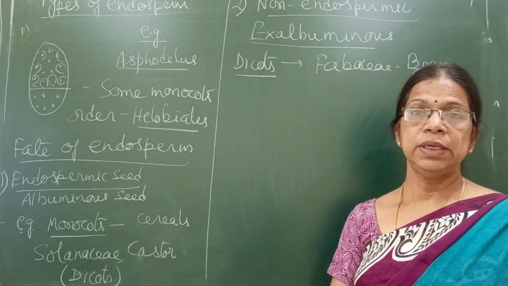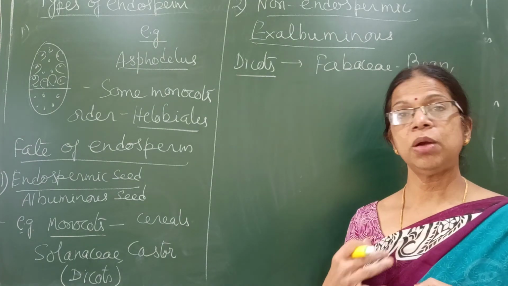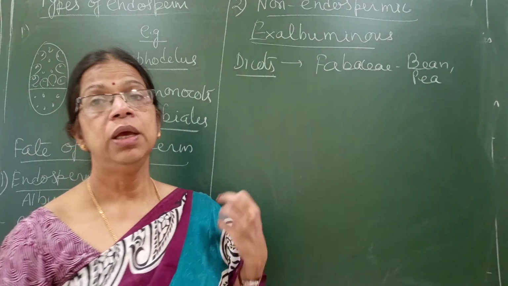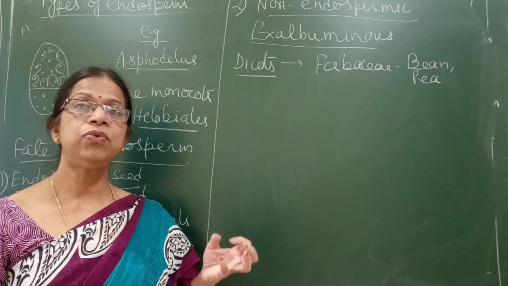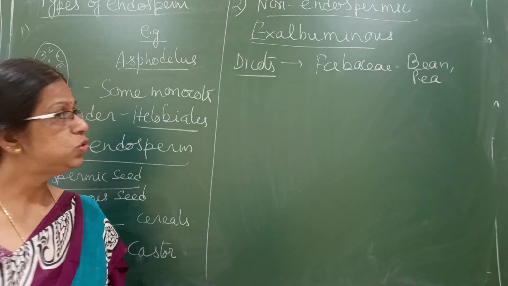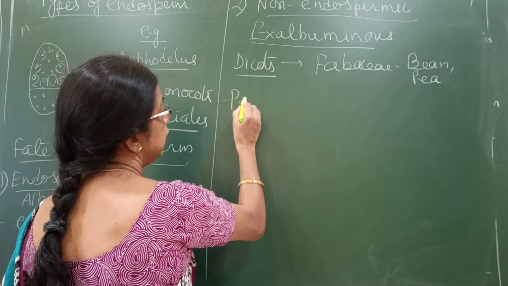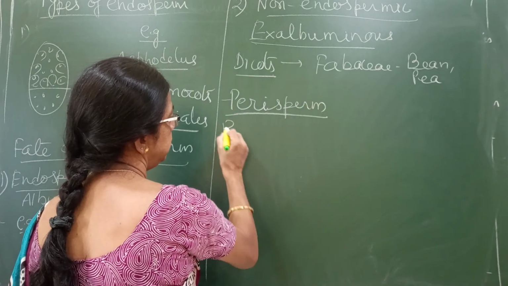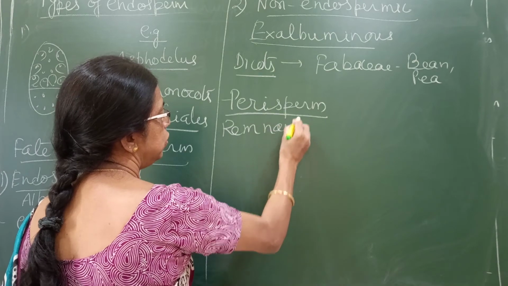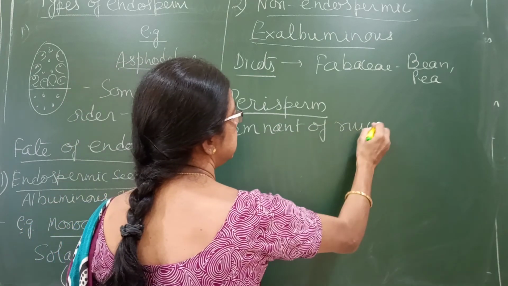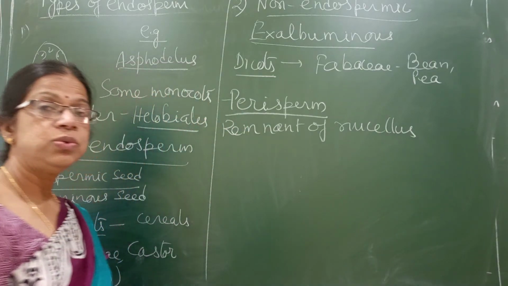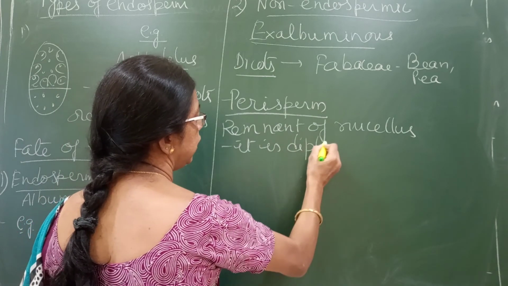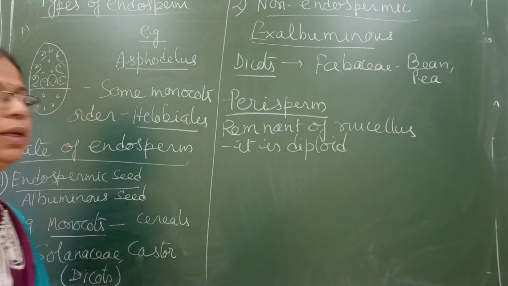Now, sometimes the nucellus will be left behind. Normally, nucellus is consumed by the growing embryo. Nucellus gives food to the embryo sac. So normally, just before fertilization itself, the nucellus will be consumed. But in some, the nucellus is left. That is called a perisperm. So perisperm is a remnant of nucellus. Therefore, it is diploid in nature.